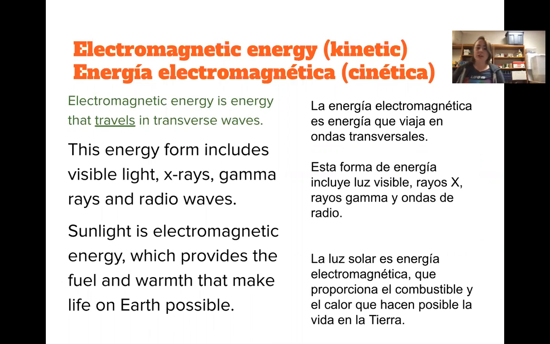Electromagnetic energy is energy that travels in waves. Some examples are X-rays, gamma rays, radio waves, sunlight, and a few other things, but we can see them on the next slide as soon as you guys are ready to go. So electromagnetic energy is energy that travels in transverse waves.